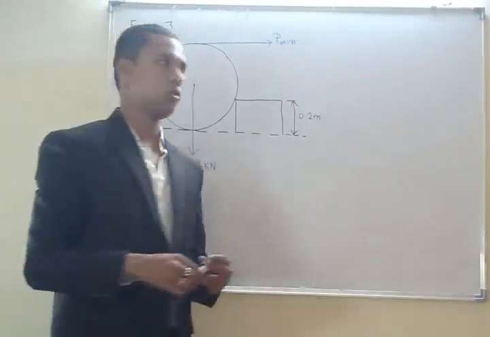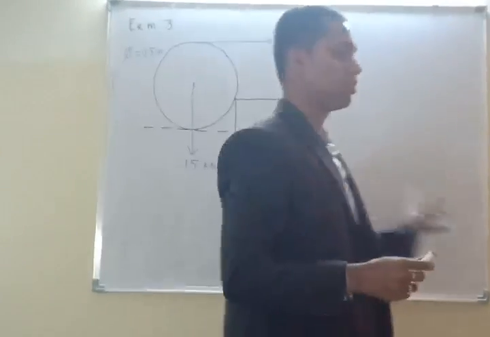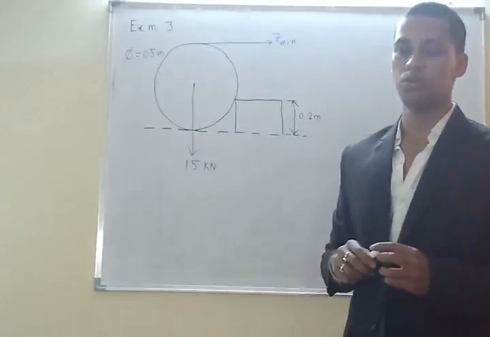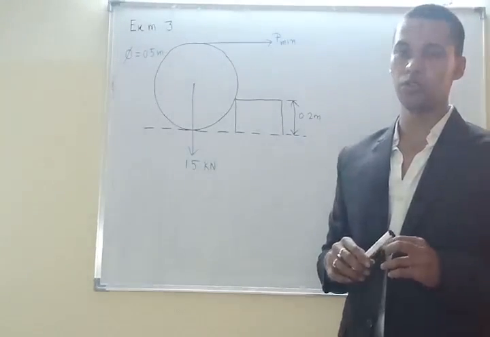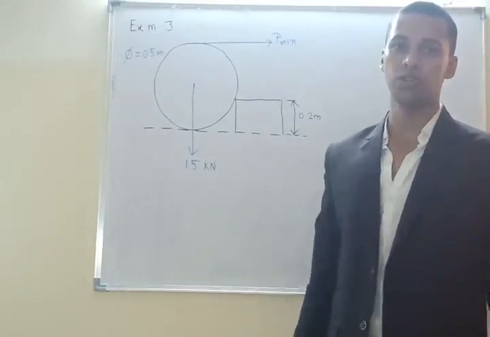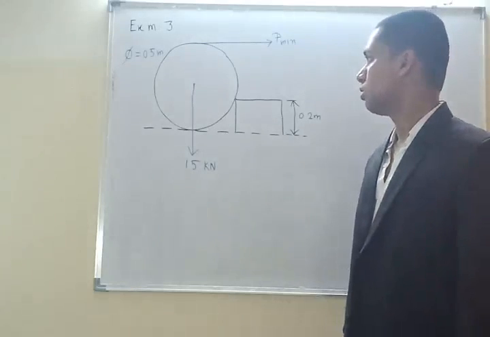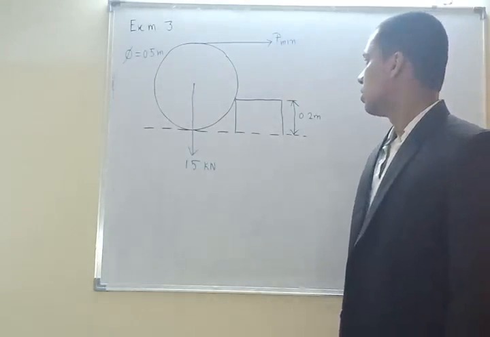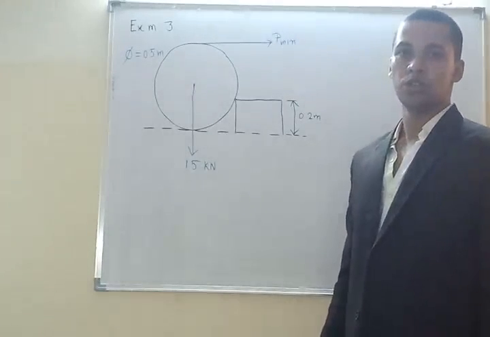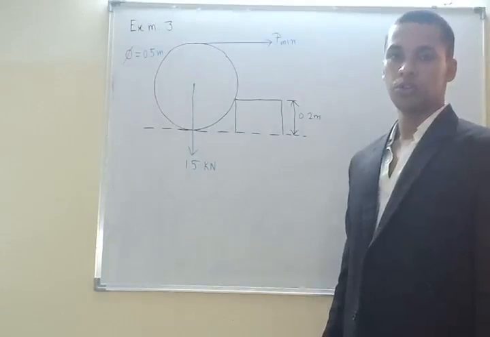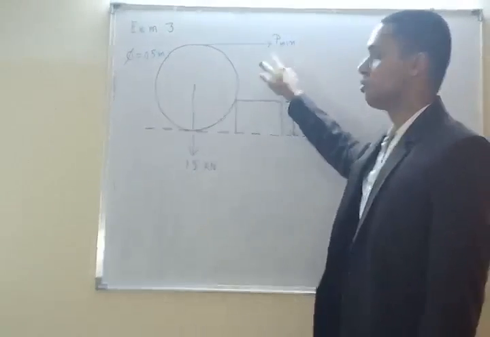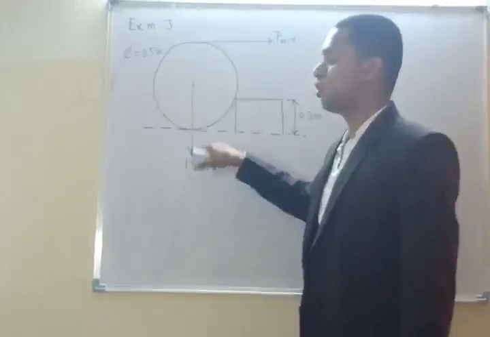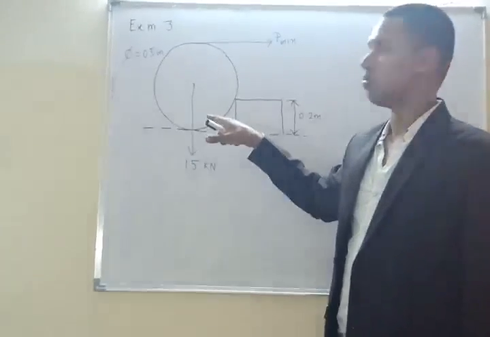Now what we need to see is, if we find this kind of question, then we just need to equate the moments. By equating the moments only, these questions will get solved. Moment is force into distance. So there are only two forces. One force is P, by which we are pulling this block, and another force is the weight of this wheel.